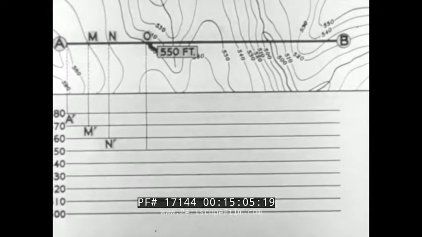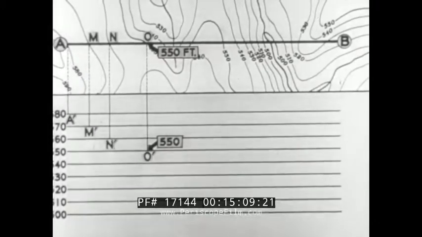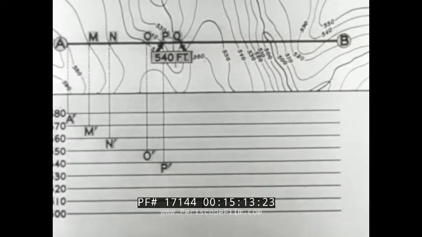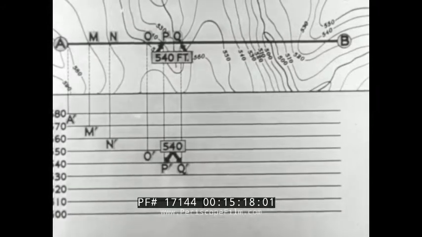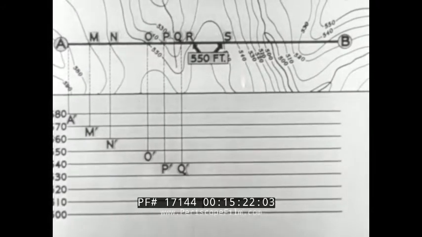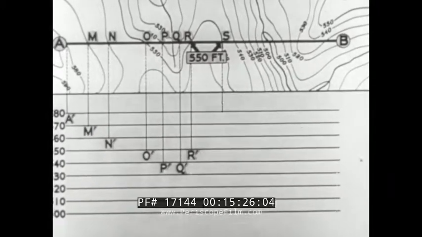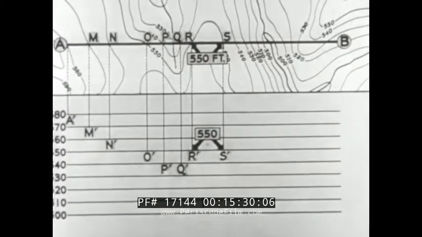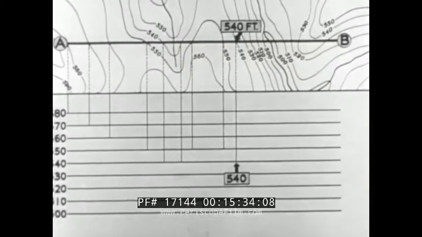The elevation of O is 550 feet. O prime is on the 550 line. P and Q are of the same elevation, 540 feet. Therefore, both P prime and Q prime are on the 540 line. This process is continued to the end of the line in question. Each point where the line AB crosses a contour is indicated on the horizontal line corresponding to its elevation.